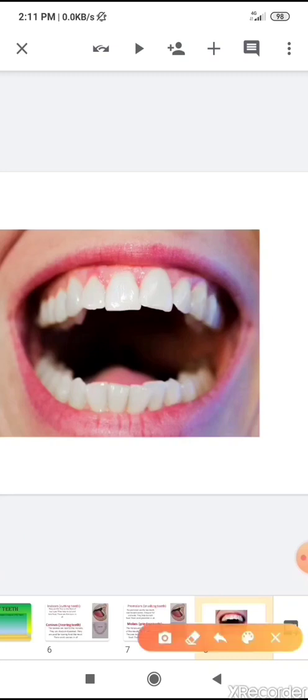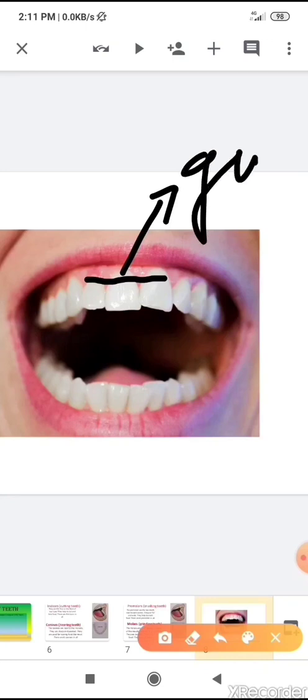Here you can see in this picture, this pinkish color is the gums, in which the other part of the tooth lies. So children, our teeth are not as small as they appear. You can see in the mirror only a small portion of the teeth, and it looks very small, but our teeth are not as small as they appear.